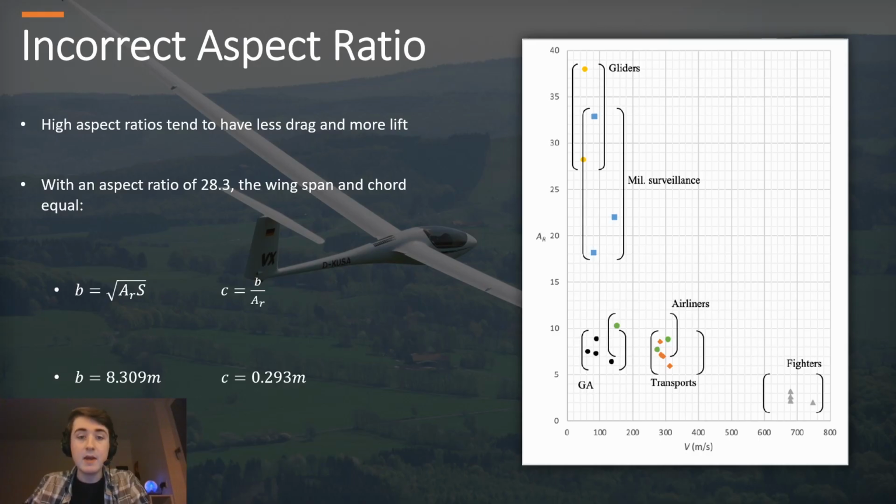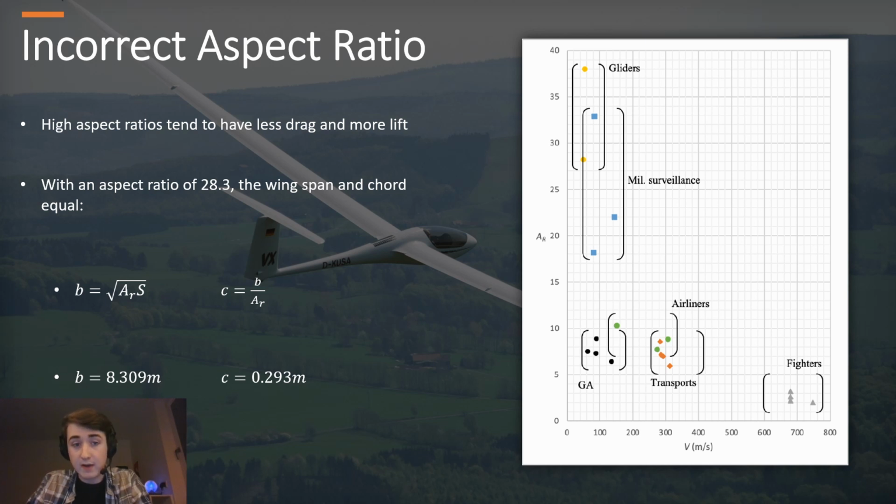Now the next step was to pick an appropriate aspect ratio. However, this is where I made my first mistake. Using the plane's cruising velocity, I selected a value of 28.3 from the graph for the aspect ratio, which was too high, which caused the wingspan to be very big and the chord length to be very small.